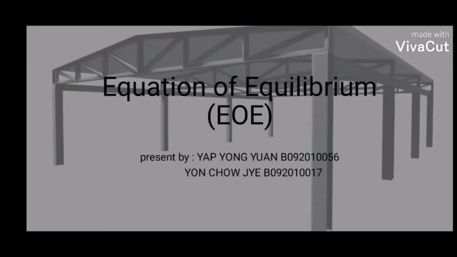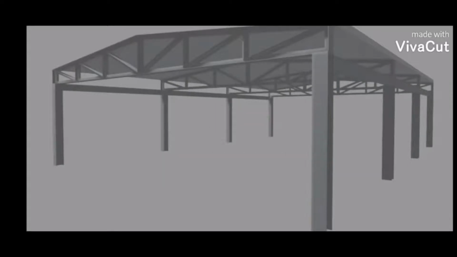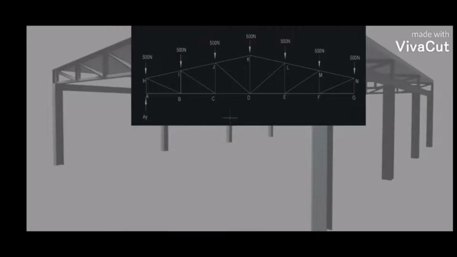Today me and Yong Shou Jae will present about the equation of equilibrium for our assignment. First, this is the free body diagram for our assignment. First, we take moment at point G. We know that summation of moment equal to 0. By putting in all the moments, we get our AY is equal to 1750 Newton.